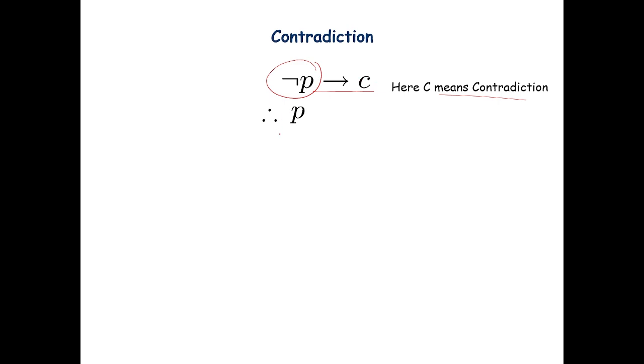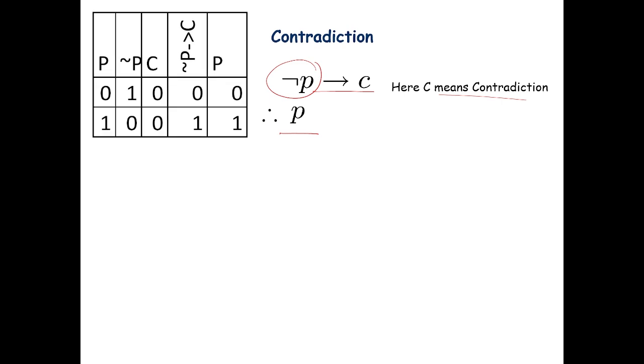Okay. So P, not P. Look at this table. C is always 0. Like not P leads to 0, not P leads to a false case. And that's why P must be true. So not P implies Q. Okay, so whenever the hypothesis is true, the conclusion is true.